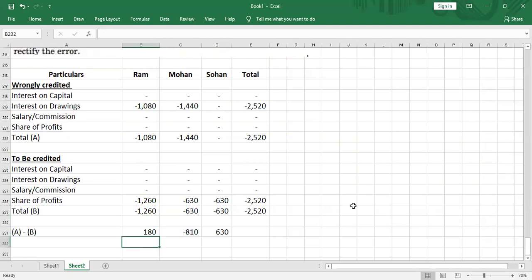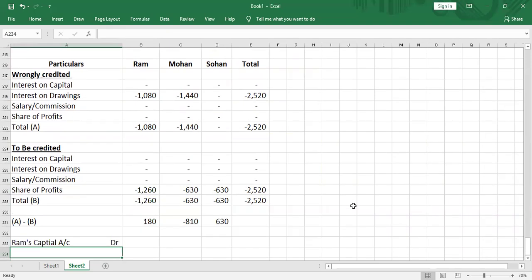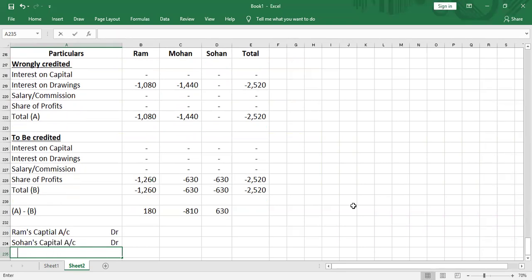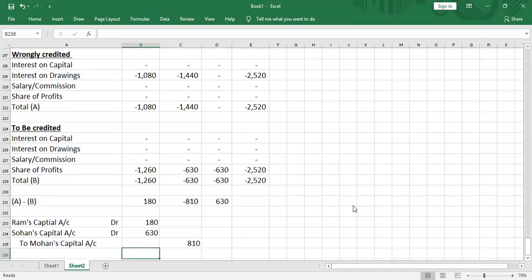Am I right or not, my dear children? So Ram's capital account debit and Sohan's capital account debit to Mohan's capital around 180, 630, and this will be 800. Okay. Understood or not, my dear children?